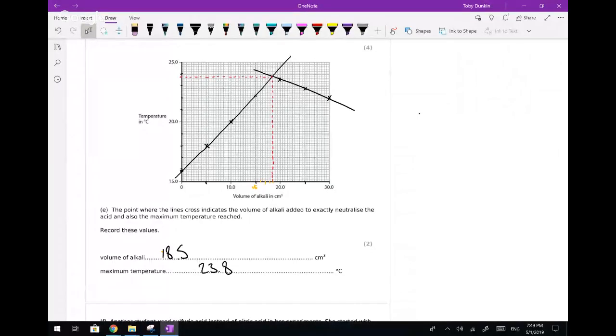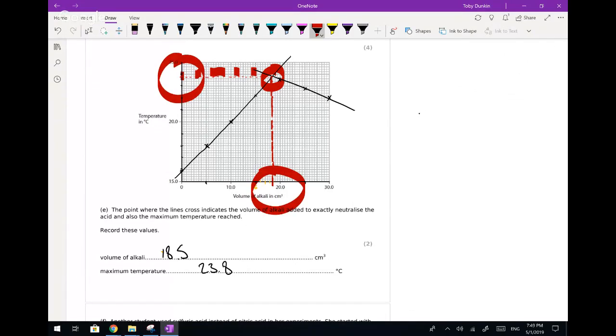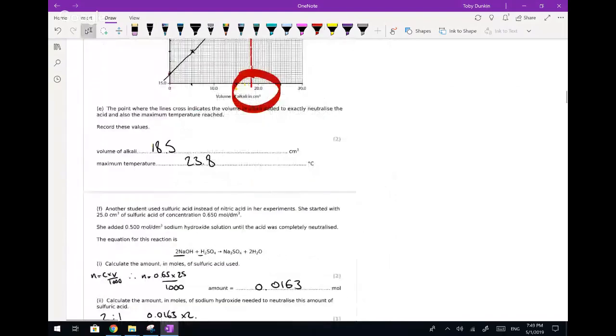Right. So volume of alkali added. I found where the point crossed over. I then read up on my graph from the line. Use a ruler, please, boys. And then read across. I can get the temperature and the volume. Just read them off. You're done.